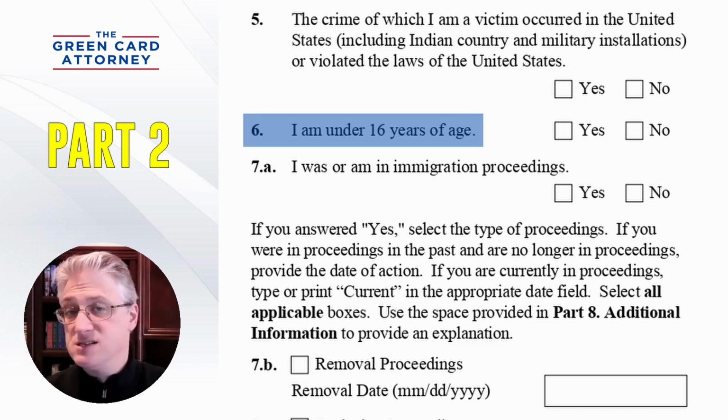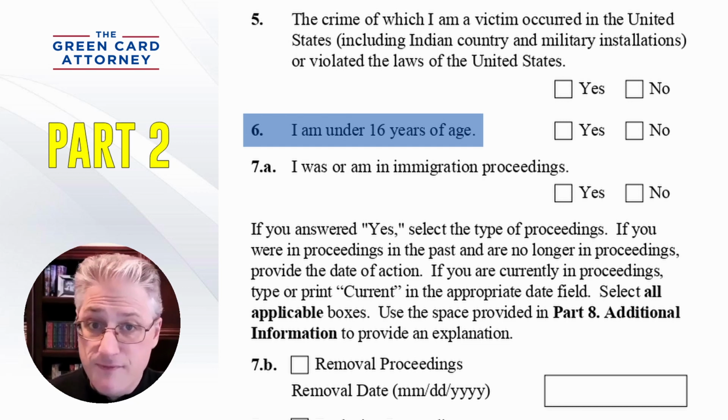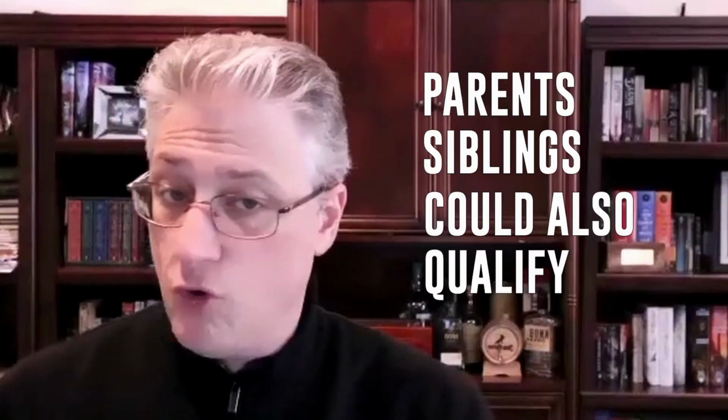Question 6 asks if you're under 16 years of age, and this is to determine, in part, who can get a visa through you. If you're underage at the time of the crime, maybe your parents or your siblings might also qualify for this visa. Also, under 16, well, there are certain requirements that are eased, not relevant for purposes of this conversation.